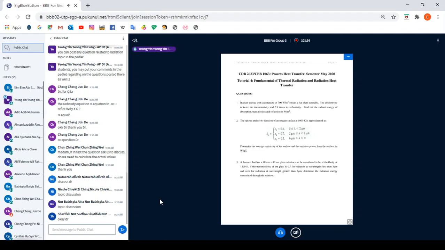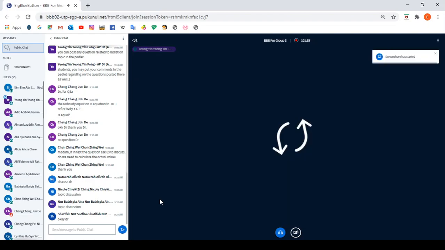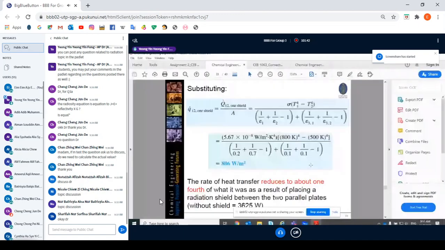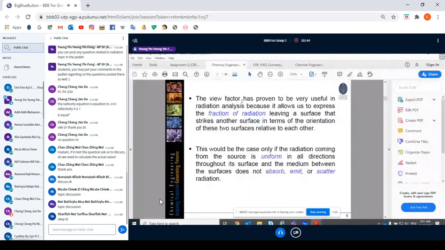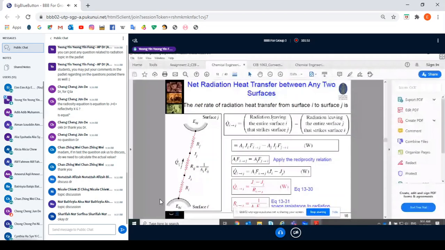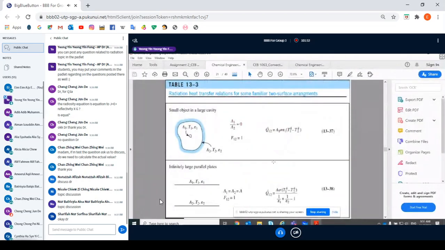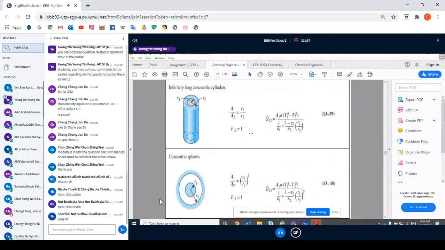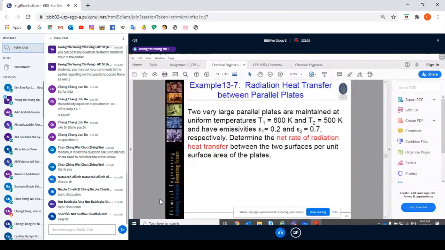So I go back here. Let's share. Chapter 13 here: the initial sections are just some concepts to derive the equations in table 13.3. So for our syllabus, we will just focus on this kind of arrangement. We will not go further on this one.